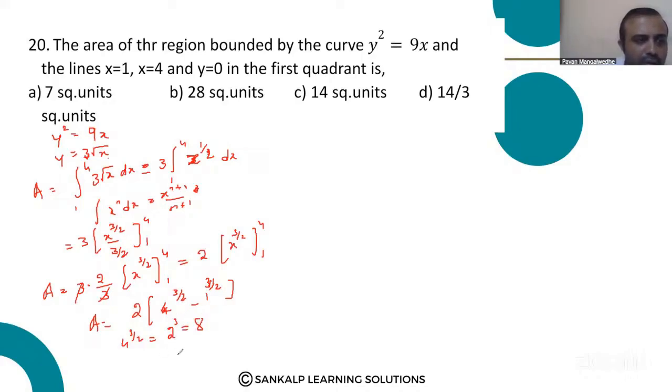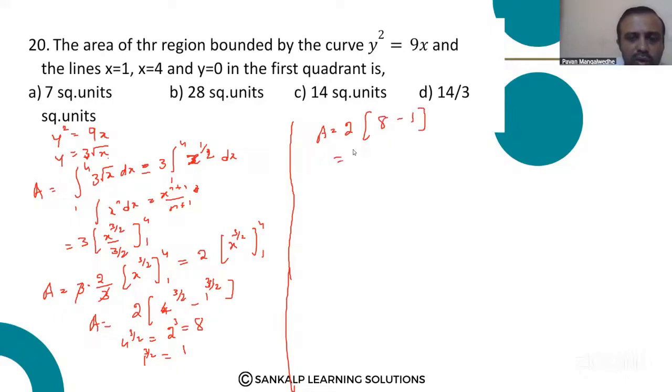Then it is 1 raised to 3 by 2, which is 1 only. So when we solve this, we are going to get a into 2 raised to 4 raised to 3 by 2 is, you know that it is 8, minus 1 raised to 3 by 2 is 1. So 2 into 8 minus 1, 7. That is nothing but 14. Option C is the correct answer.